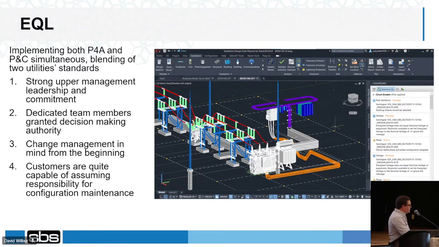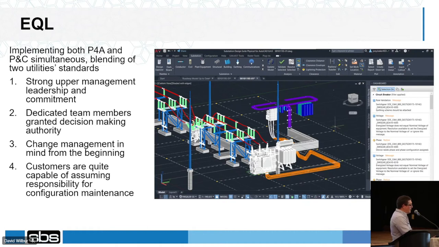Certainly starting with strong upper management, leadership, and commitment. Having a dedicated team that is not only dedicated, but they're capable and they have the decision-making authority. There are a lot of decisions that need to be made, and a lot of trade-offs in any implementation. Having the right people in the right seats with the right authority to make the decisions is crucial.